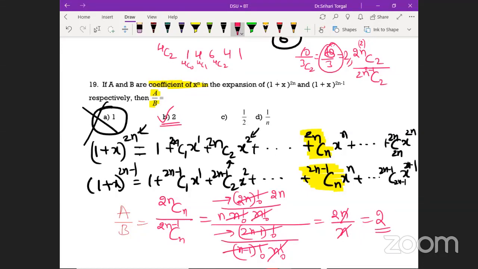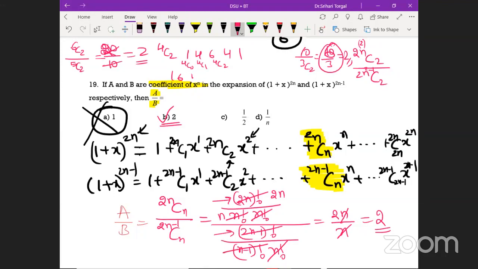I don't think so. For other problems, it may be wrong. Let me check for 3. If I put 3 here, for n it is 3. 6c2 is 15, and 3 to the 6 minus 1, 5c2. What is 5c2? It is 10. Correct. Yeah, I think you can try.